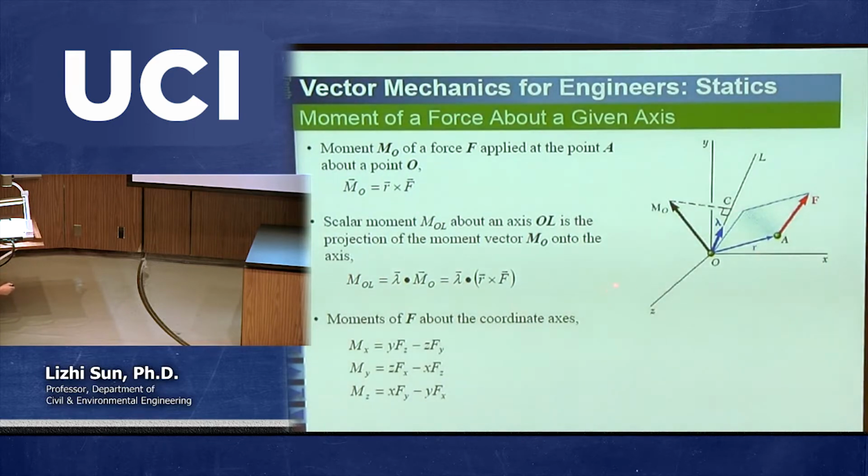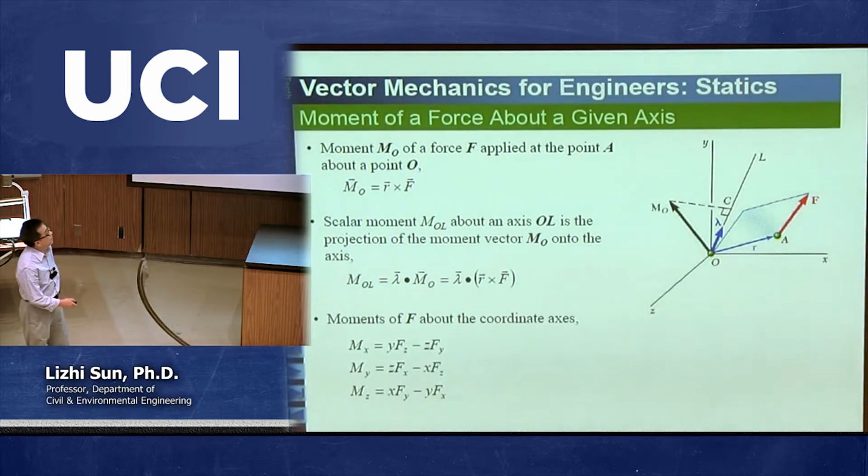This is the definition of the second type of moment, which is called the moment of a force about a given axis. What you need to do is to find lambda, the unit vector along this given axis. When we give you the given axis, of course, it's very easy to calculate the unit vector for that given axis. And then you need to calculate the moment of the force about a point, any point on this given axis.